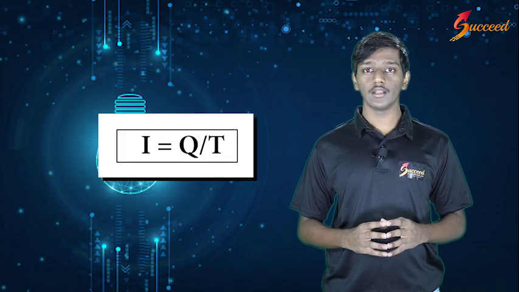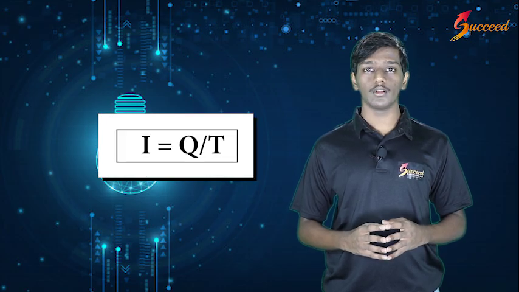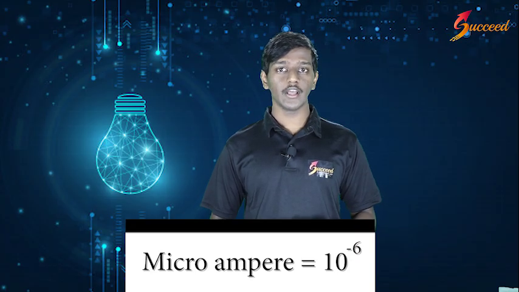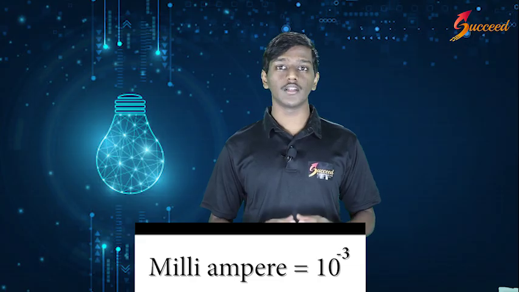From the definition of electric current, we get I is equal to Q by T. 1 ampere is a really huge quantity. So to measure small currents, we use milliampere and microampere, where micro stands for 10 power minus 6 and milli stands for 10 power minus 3. The device used to measure current is ammeter, and ammeter is always connected in series with a circuit where the current has to be measured.